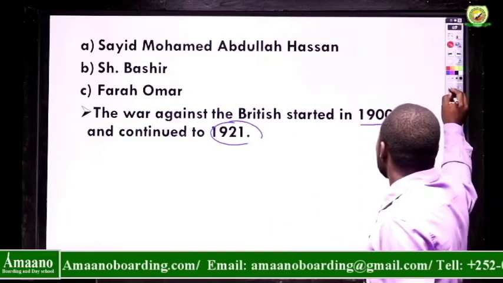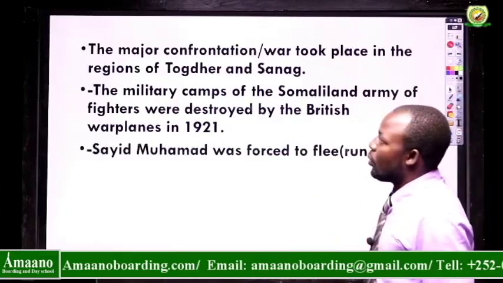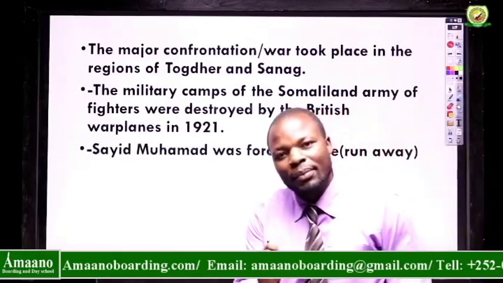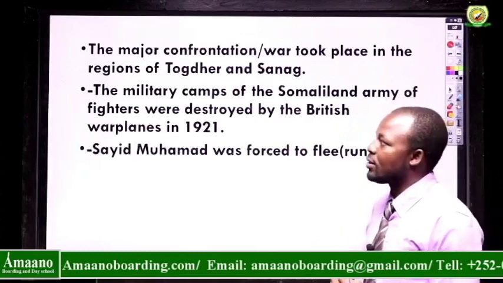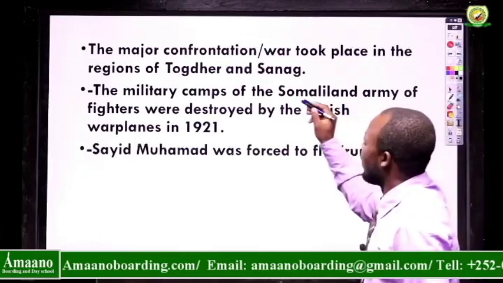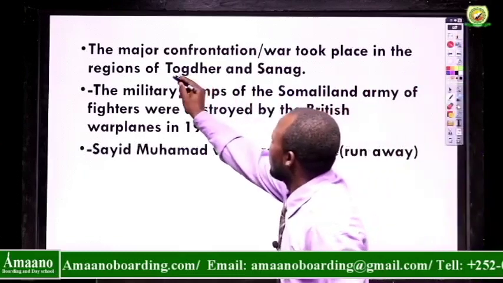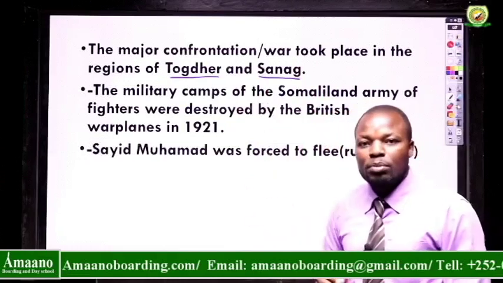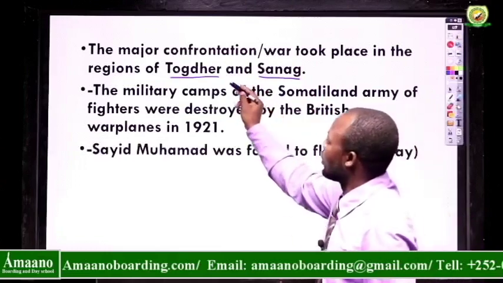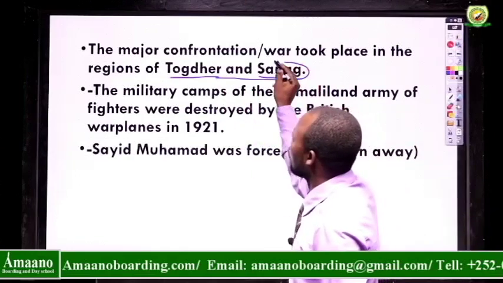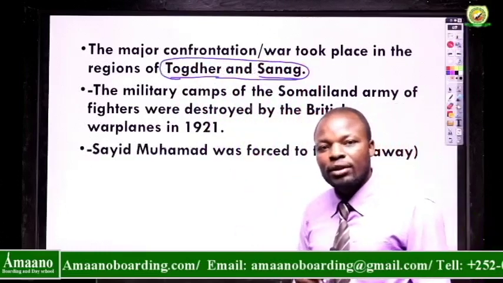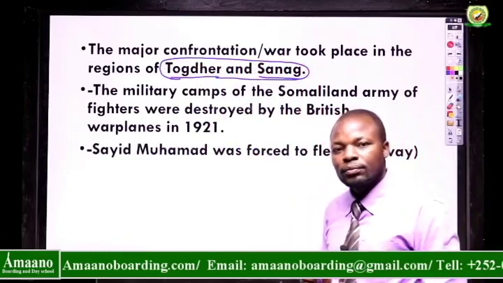Moving forward, we look at the major confrontation, or the major war. Confrontation is war. Now, the major confrontation took place in two regions. These two regions were Togder and Sanag. We shall later look at where these regions are located, whether they are neighboring regions or not. But the major war against the British took place in these two regions between the year 1900 and the year 1921. Good.